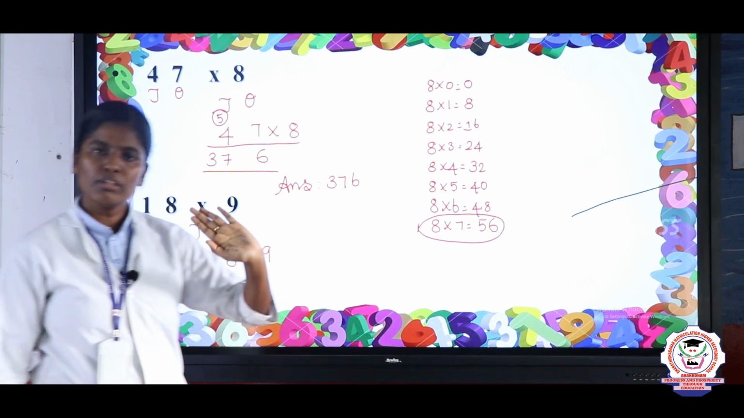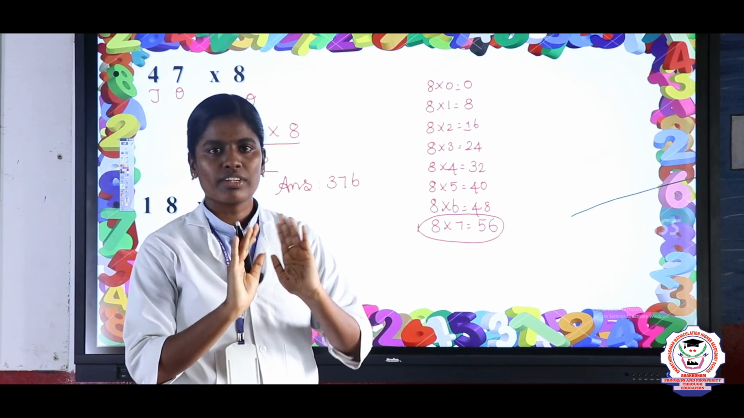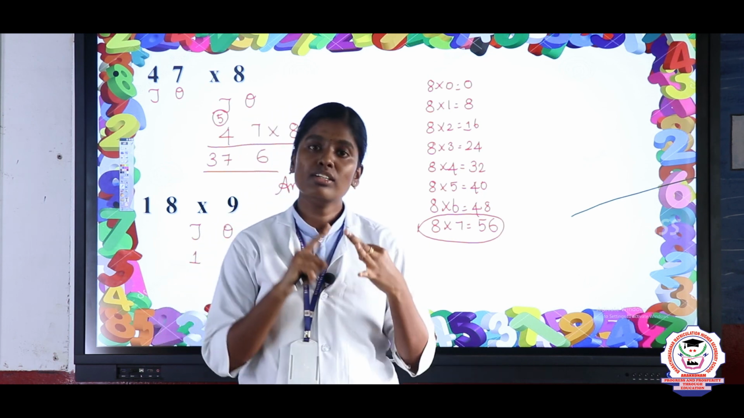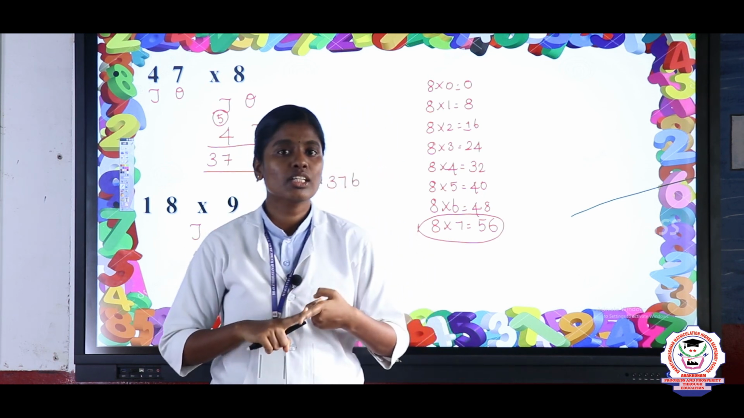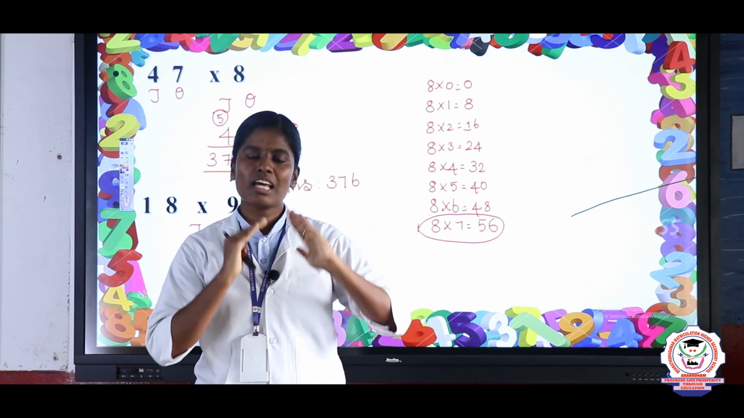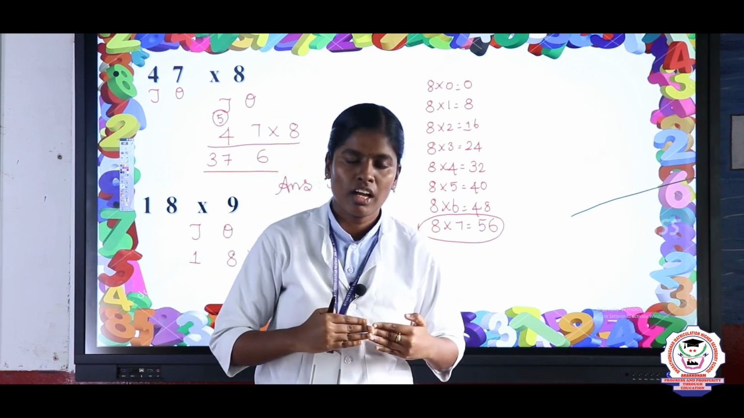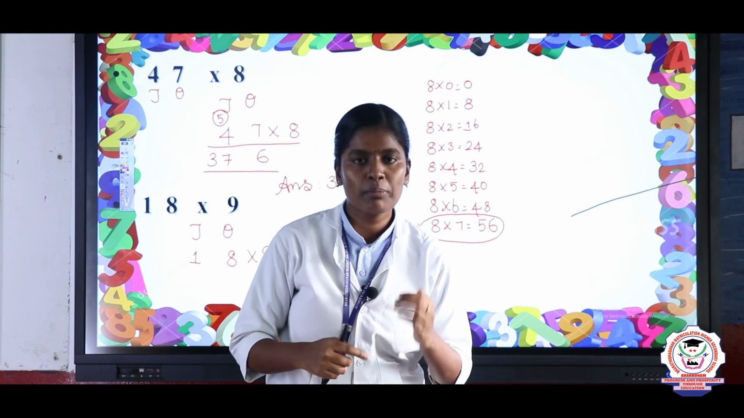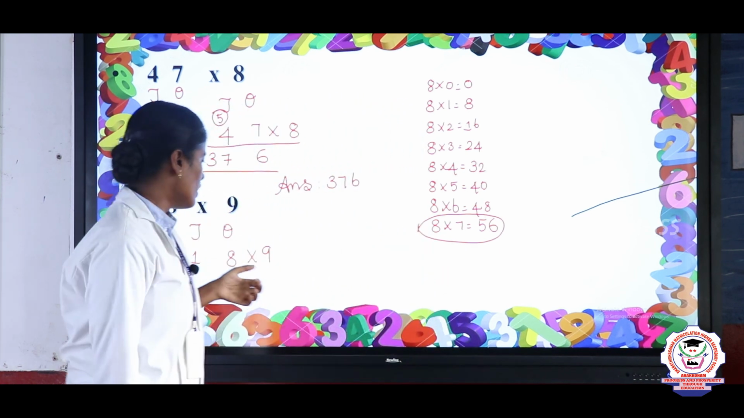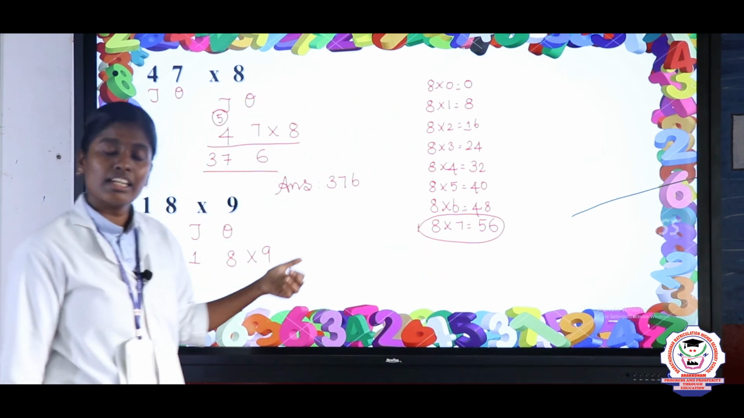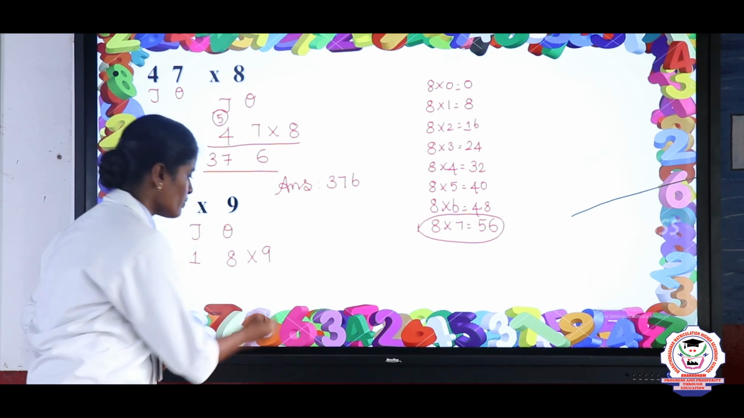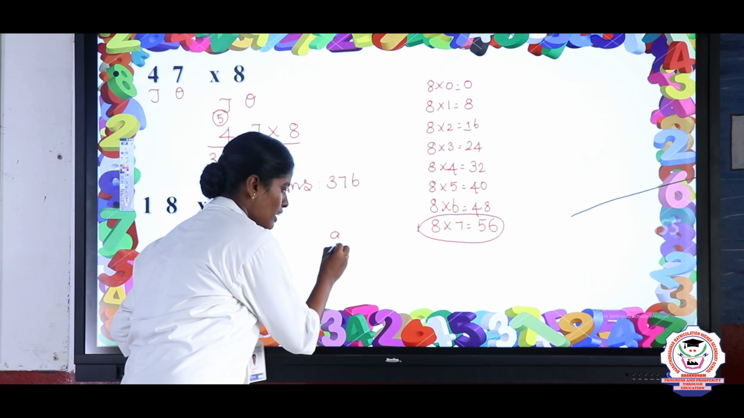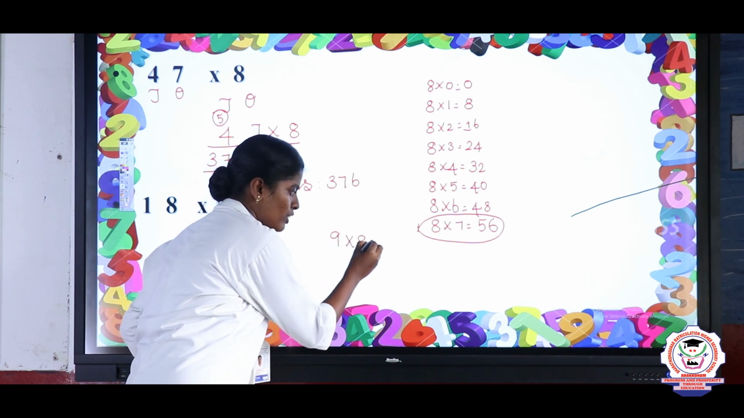This is the 9 table. So start from 9 zeros onwards. 9 zeros are 0, 9 ones are 9, 9 twos are 18, 9 threes are 27. So it means 9 times 3 or 3 times 9. 9 fours are 36, 9 fives are 45, 9 sixes are 54, 9 sevens are 63, 9 eights are 72. So write the answer, 9 eights are 72.